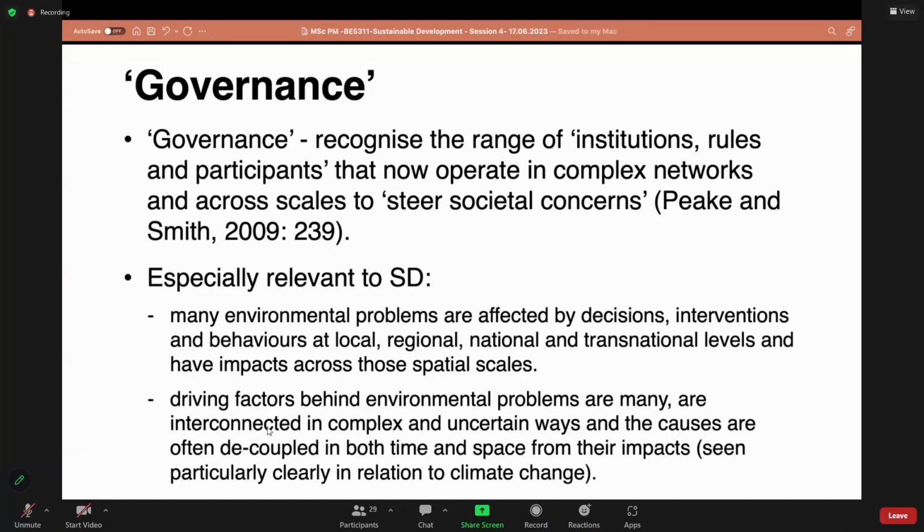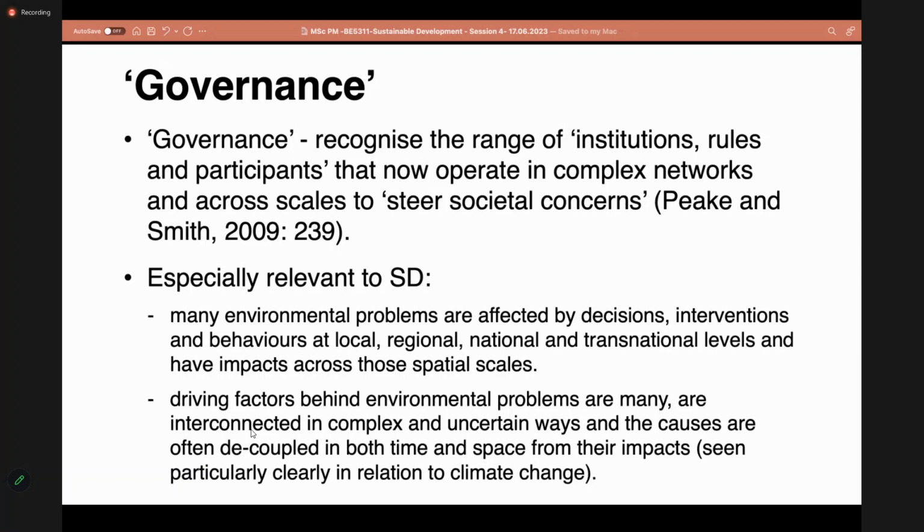So even the factors that cause these environmental problems are not just a single standalone cause. They can be interconnected, complex causes that result in many of these environmental problems. So to address those causes also, we need input and actions from different levels of stakeholders.